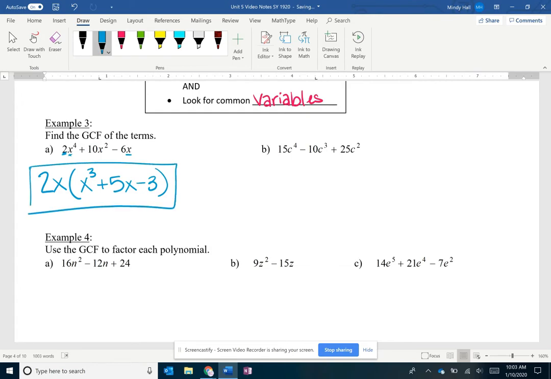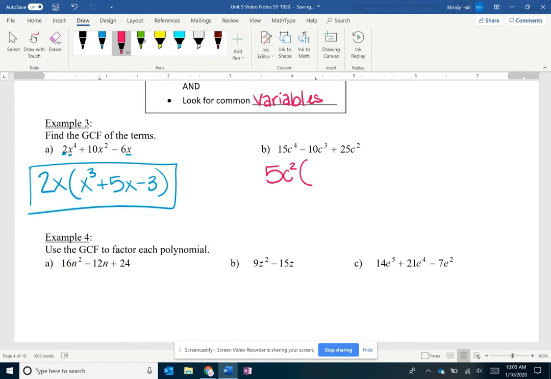So then for part B, looking at the numbers, we have 15, negative 10, and 25. And so our greatest common factor is going to be a 5 because we can take it from all three numbers. And then looking at my variables, I have c to the 4th, c cubed, and c squared. So my lowest exponent for variables is a 2, so that's all I can take. So I have 5c squared.